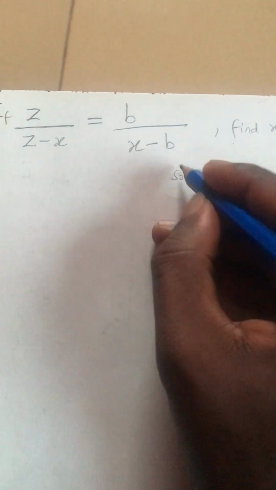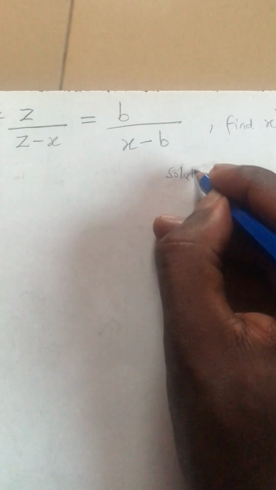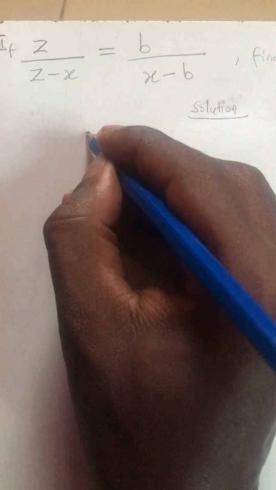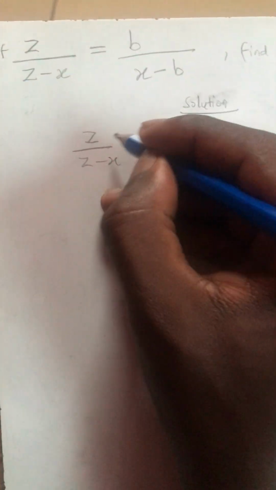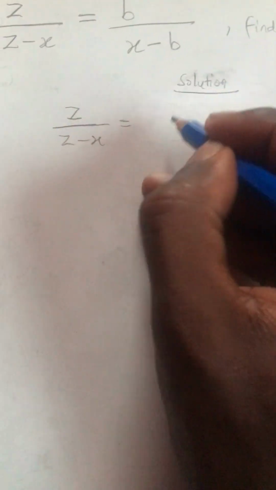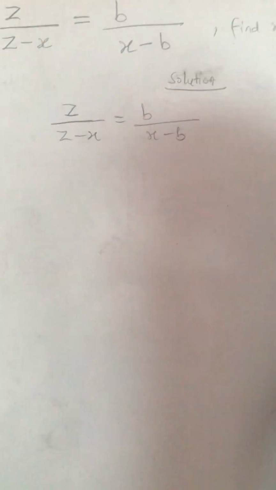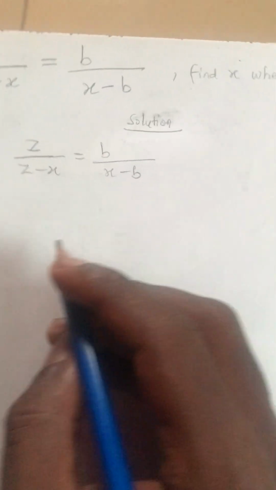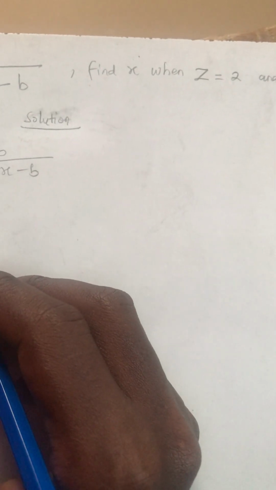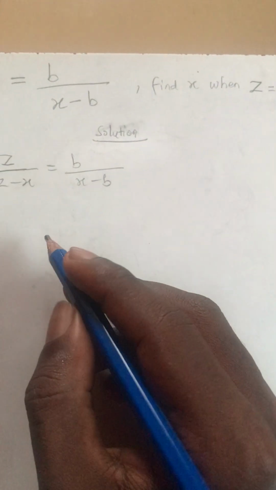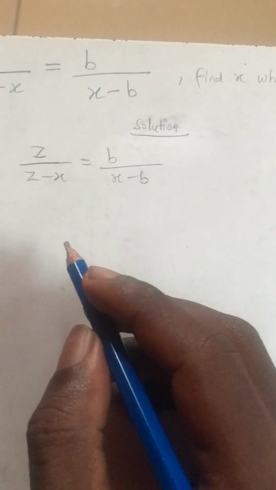So solution. We have our given variable to be the fraction z over z minus x equals b over x minus b. So here we have to find x when z equals 2 and b equals 3. That means we have to insert into the formula our given variables.